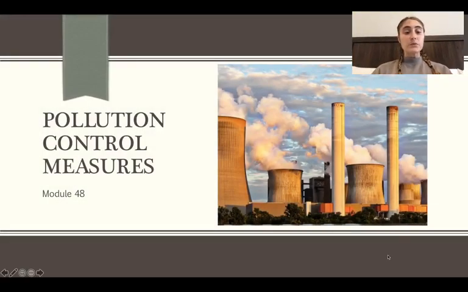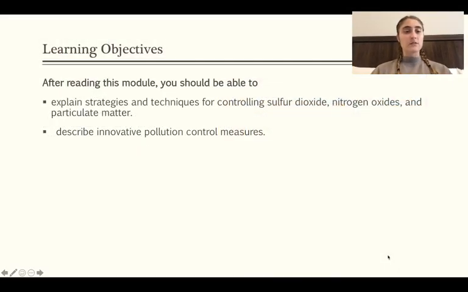So we're talking about pollution control measures. Let's look at our learning objectives. After reading this module, you should be able to explain strategies and techniques for controlling sulfur dioxide, nitrogen oxides, and particulate matter, and describe innovative pollution control measures.